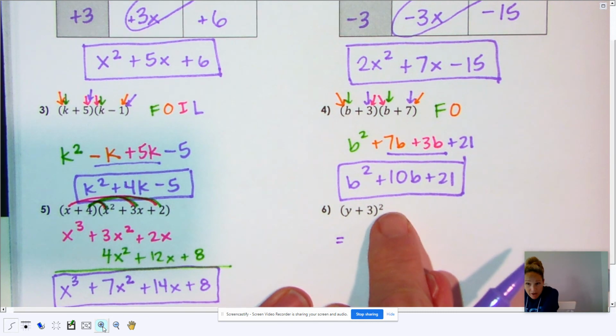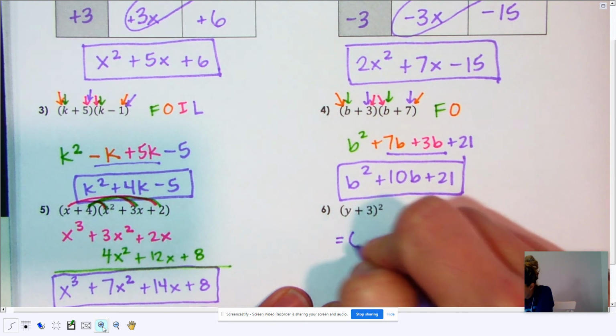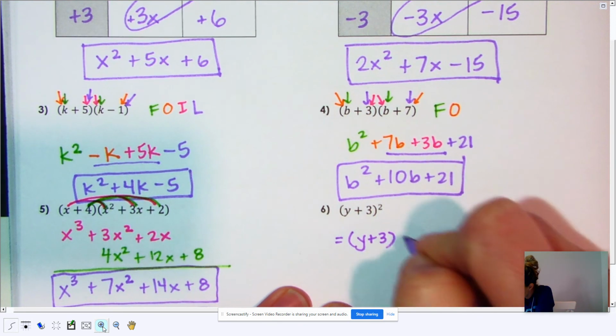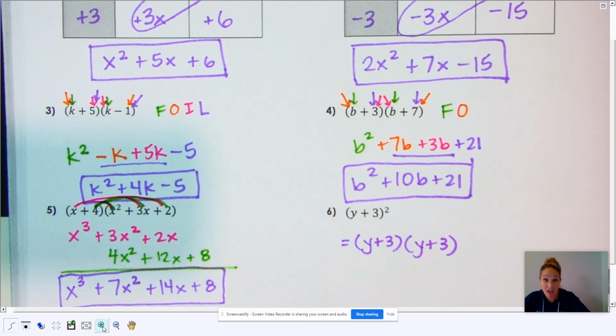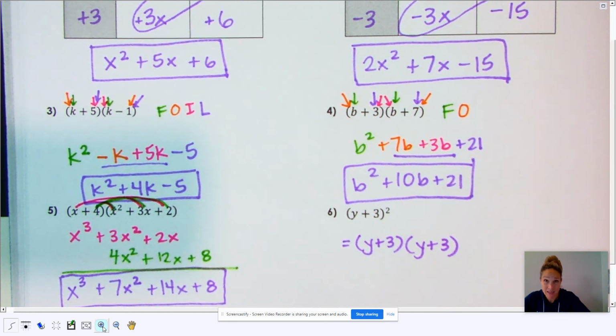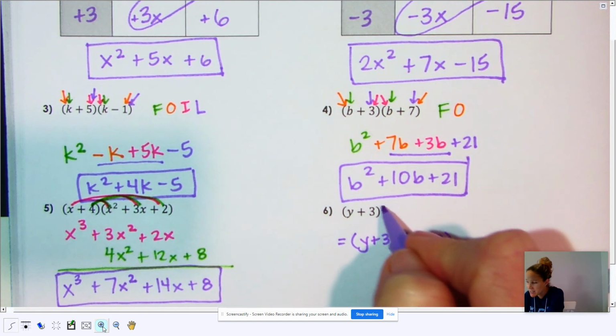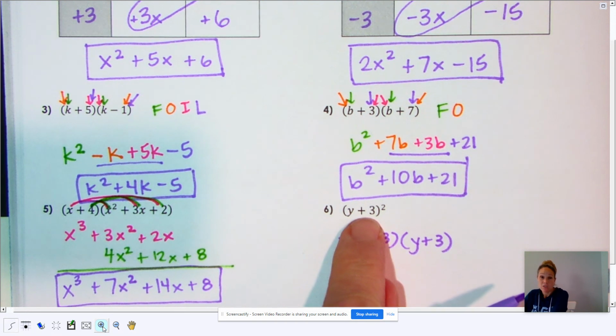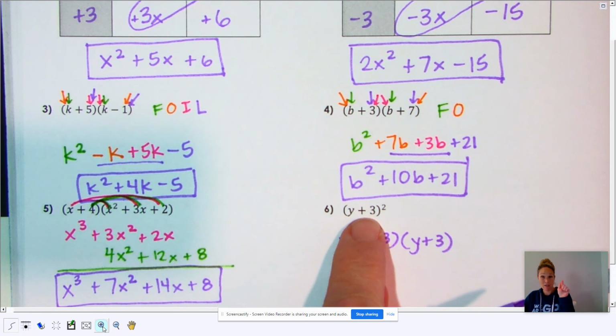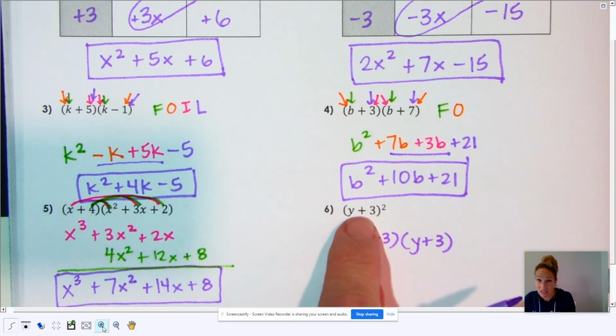This squared means that I have y plus 3 being multiplied by itself. It is not y squared plus 9. That is not the right answer. So you cannot just distribute the little squared, not when there's a plus in the middle. So remember, we had that before, like if it was 3y, you could distribute it to both of those. But when there is a plus, we cannot do that.